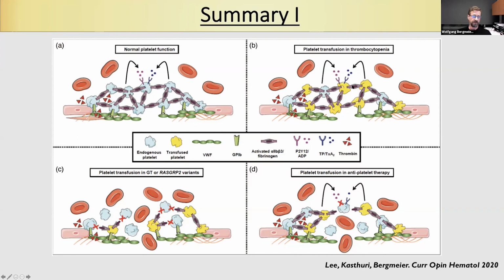If your patient is thrombocytopenic, you give donor platelets, they function just fine, and the endogenous platelets are normally not a problem because these platelets are functional. However, if you have a qualitative platelet disorder, this is not the case anymore. You have a lot of dysfunctional endogenous platelets. They compete for binding sites on VWF, and they also disrupt the stability of the plug.